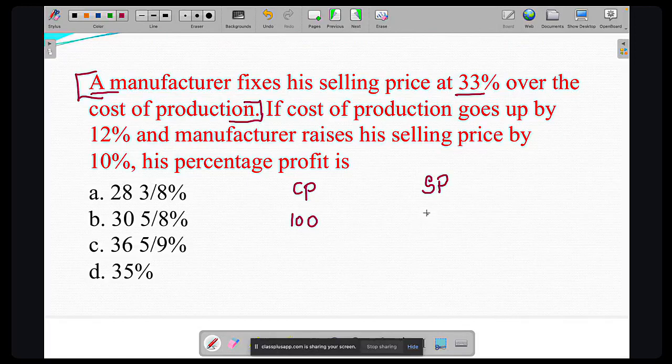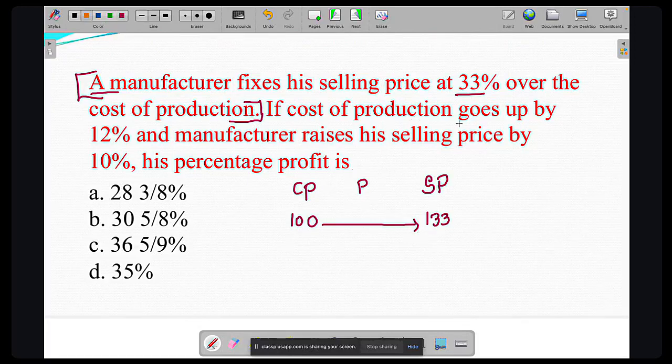33% over means 133%. 133. Yes, is it clear? Yes, sir. So 33% over means profit. Over means that is the profit. 33% extra profit means that is the meaning, that 133.